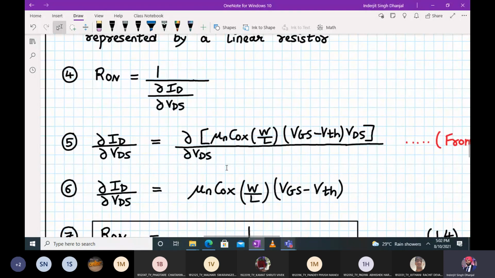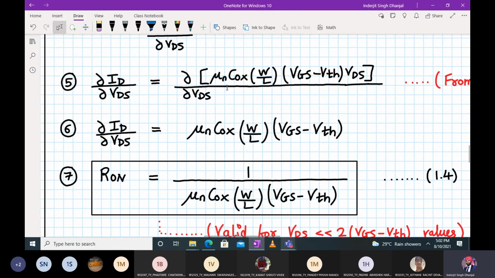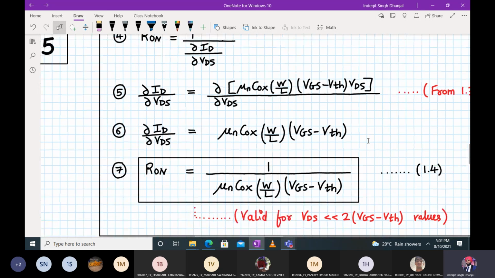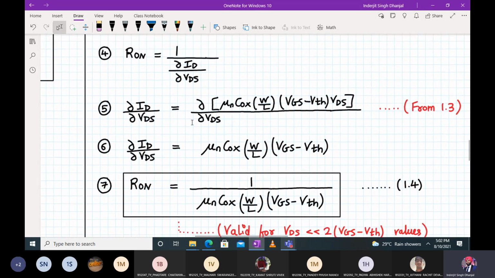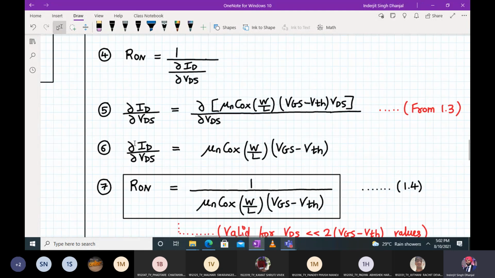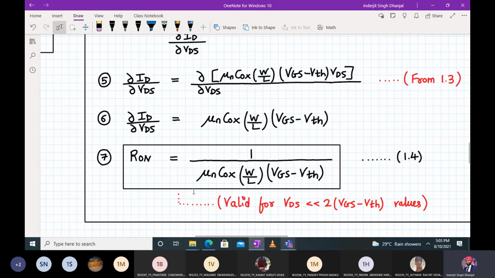So when we partially differentiate this equation with respect to VDS, all the other terms are constant, correct? So what will be delta ID upon delta VDS? Mu n Cox W by L into VGS minus VTH, correct? That VDS term will disappear because delta VDS upon delta VDS will be 1. So what will be R on? 1 divided by delta ID upon delta VDS. So R on will be given by 1 divided by mu n Cox W by L VGS minus VTH, correct?